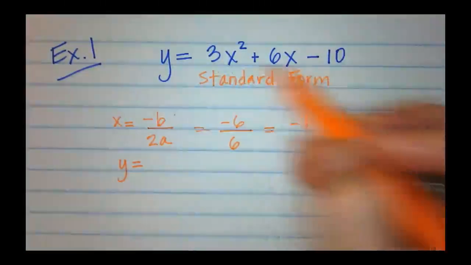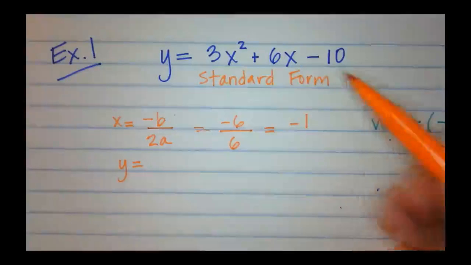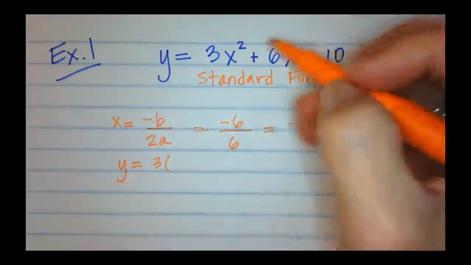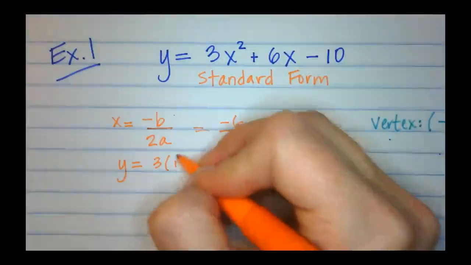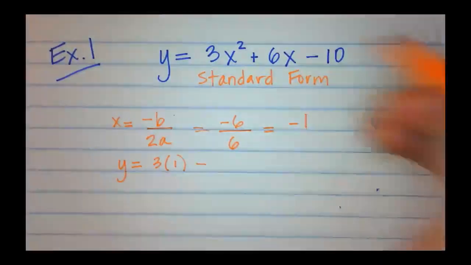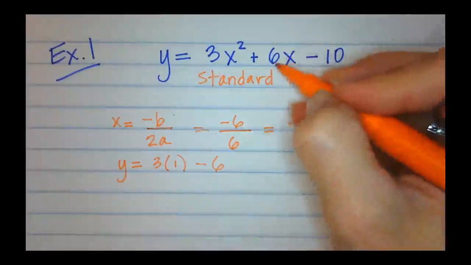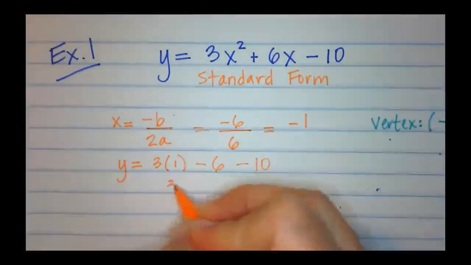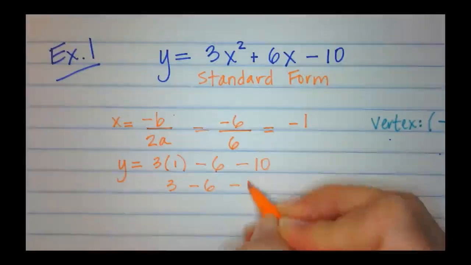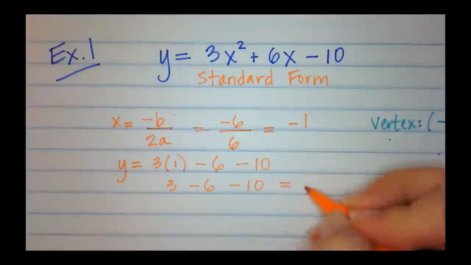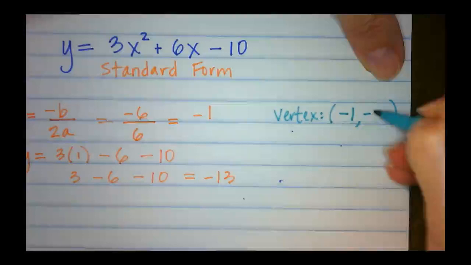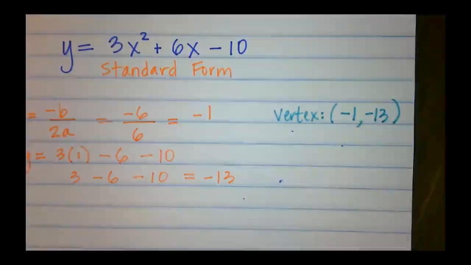Well, since we know x is negative 1, I'm just going to go up here and fill in negative 1 for x. All right, so we need to do 3 times negative 1 squared, which is 3, minus 6, because that's 6 times negative 1, minus 10. So 3 minus 6 minus 10, if I'm doing that right, that looks like negative 13. So now we know that our vertex is located at negative 1, negative 13.